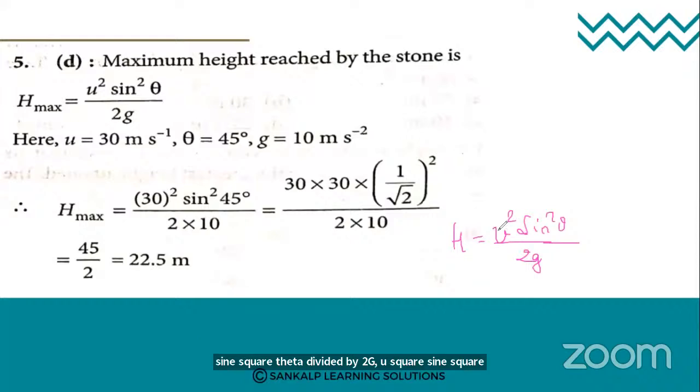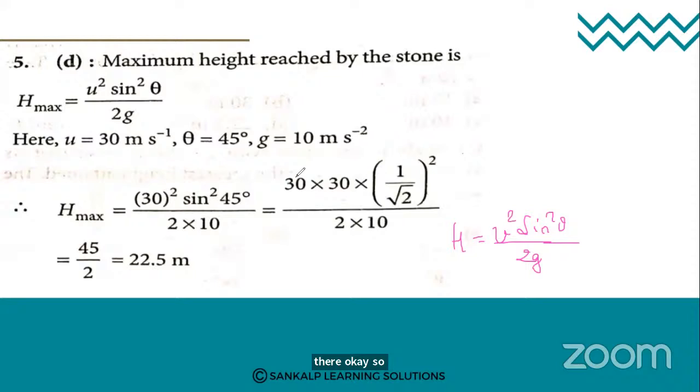You can substitute the value of u. The u is the initial velocity, 30. The theta value is 45 degree. So sine of 45 degree will be 1 by root 2. You need to take 1 by root 2 whole square because it is sine square theta, and u square is there, so u is 30 into 30, divided by 2g. So 2 into 10 you need to do there.